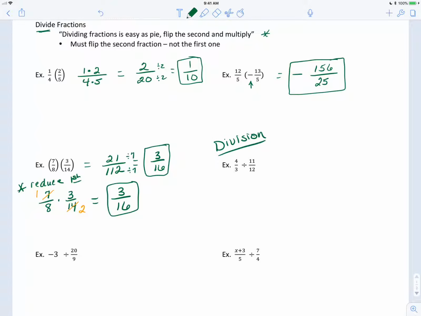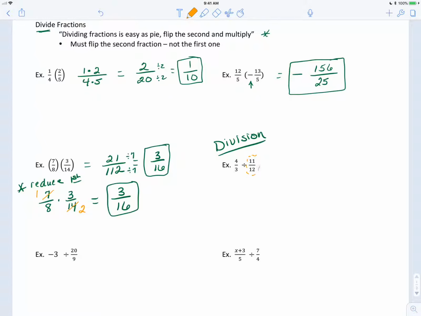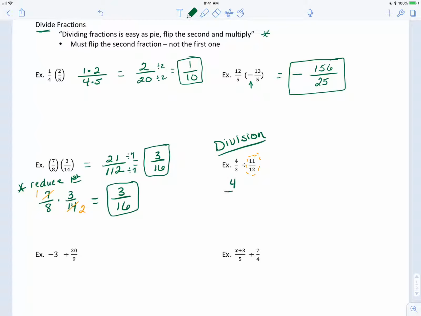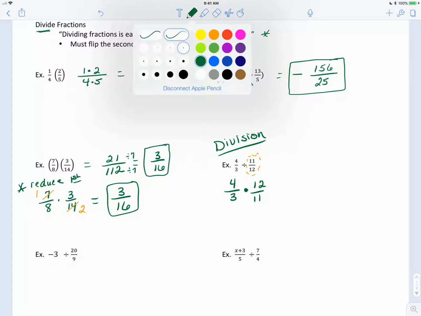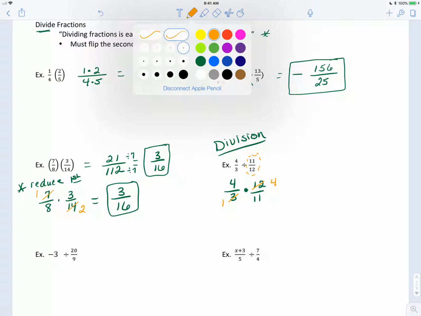Remember, dividing fractions is easy as pie. Flip the second and multiply. So we're going to take the second fraction, always the second one, never the first one. That gives you the wrong answer. And we're going to flip it. So 4/3 then, now times 12 over 11. Okay, well, we're seeing that we've got bigger numbers here, so we might want to go ahead and reduce. The 4/3 can't be reduced. The 12/11 can't be reduced. But this 12 and the 3 are both divisible by 3. So we could say that is a 1. 12 divided by 3 then is 4. So we can go ahead and reduce there if we like.